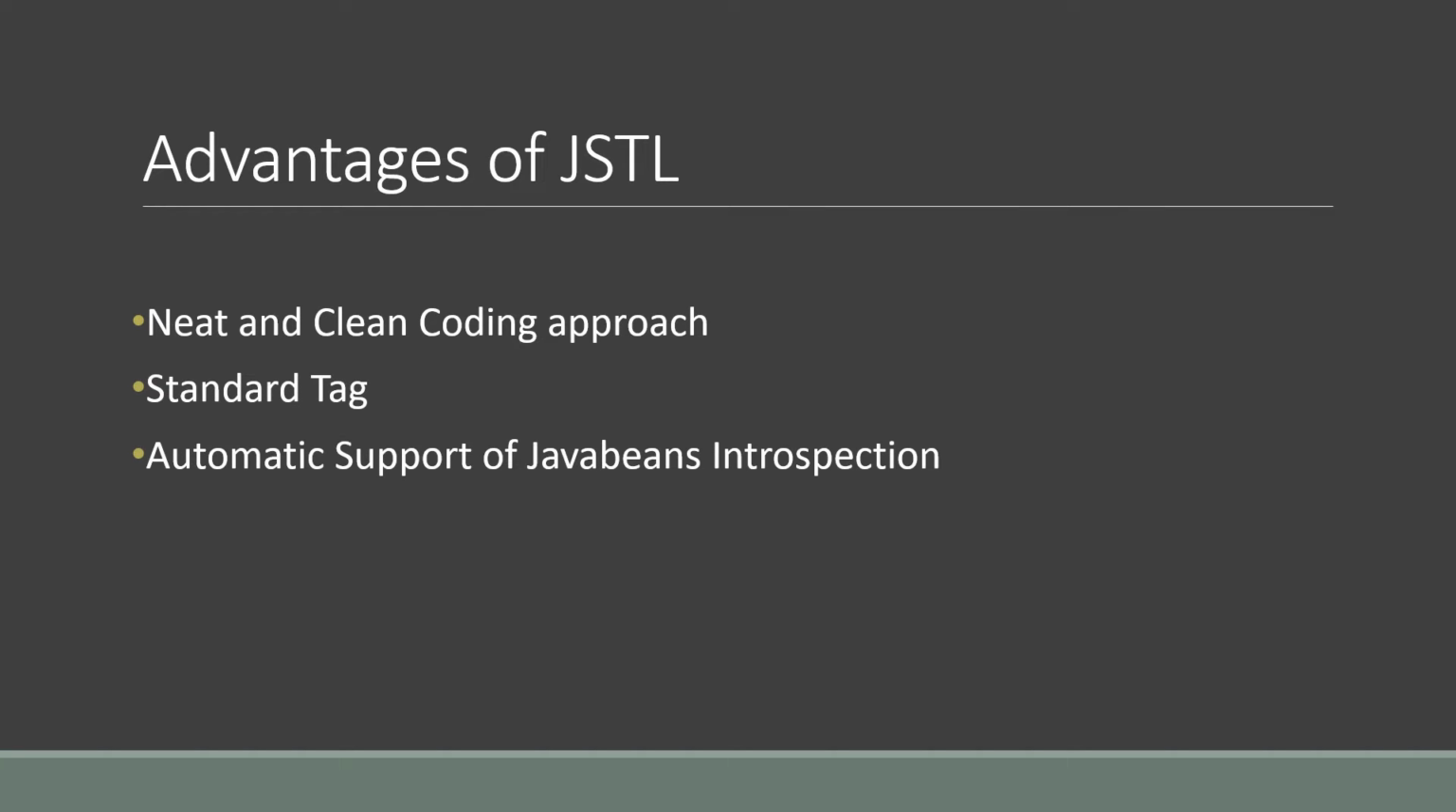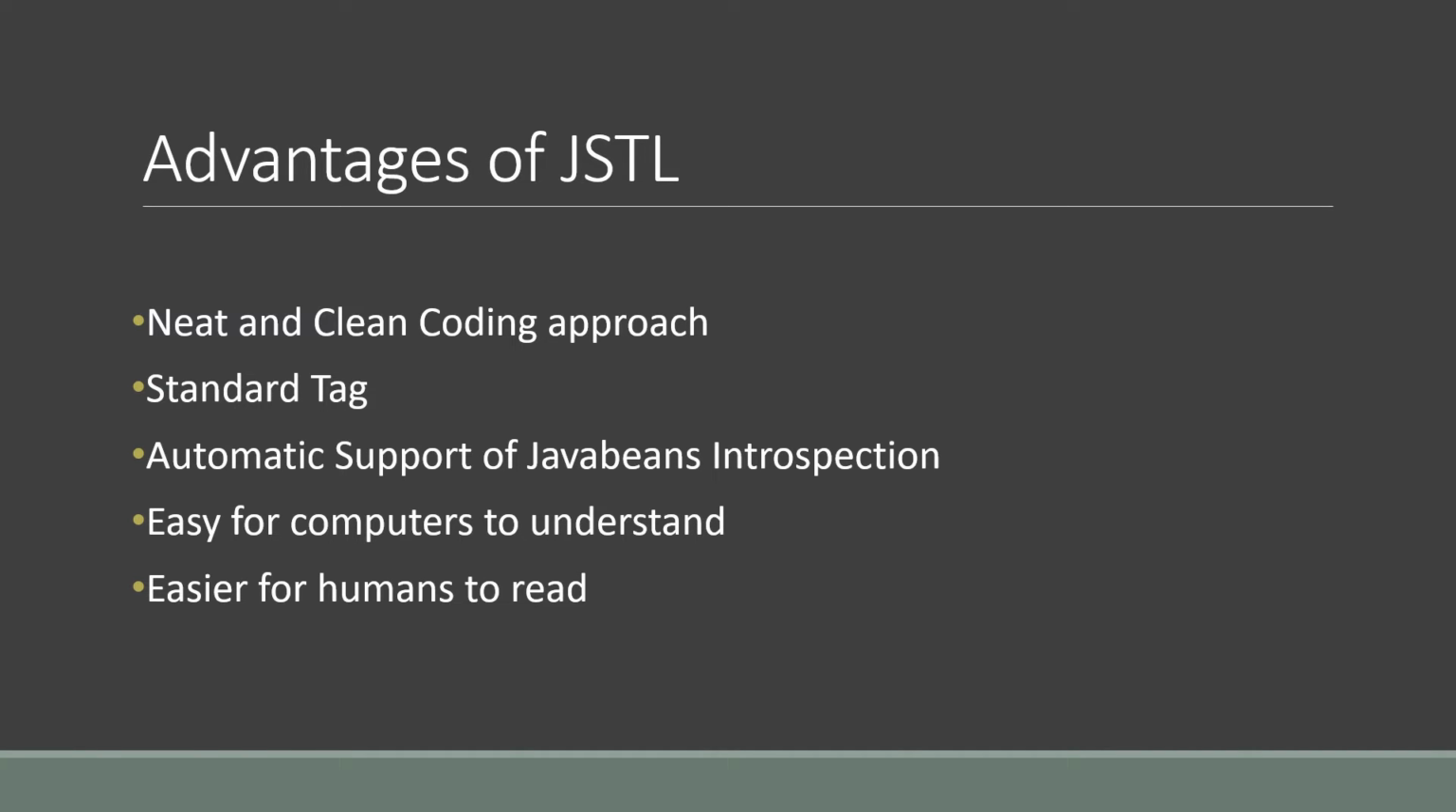So basically we can use a neat and clean coding approach with JSTL, because JSTL tags are similar to HTML, as they are also XML tags. So we can use a similar type of coding inside the JSP page. That makes it very easy to identify the coding and the processes within the JSP page. So that is one advantage of JSTL. There are also standard tags and automatic support for JavaBean introspection, and it is easy for computers to understand and easier for humans to read. Those are the main advantages that we can achieve through JSTL tags.